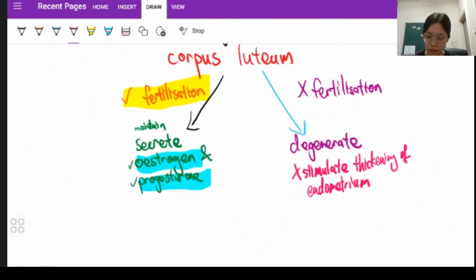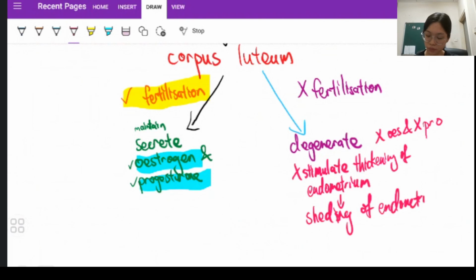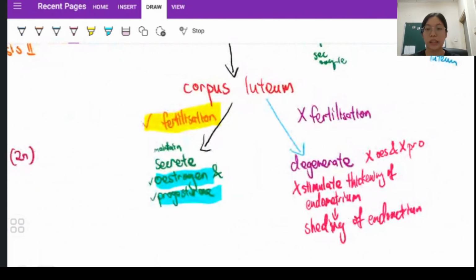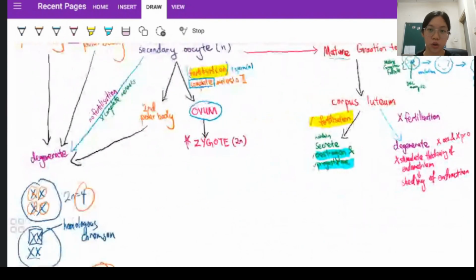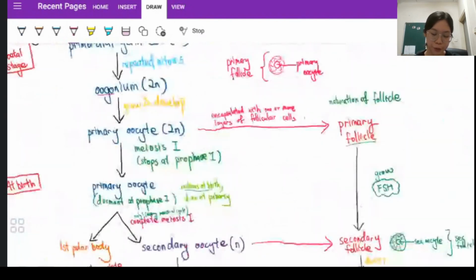Because now there is no estrogen and no progesterone, right? With no estrogen and no progesterone, there is no stimulation of thickening of the endometrium. No stimulation of thickening means it will start to shed. So basically this leads to shedding of the endometrium. Then the menstrual cycle starts all over again.